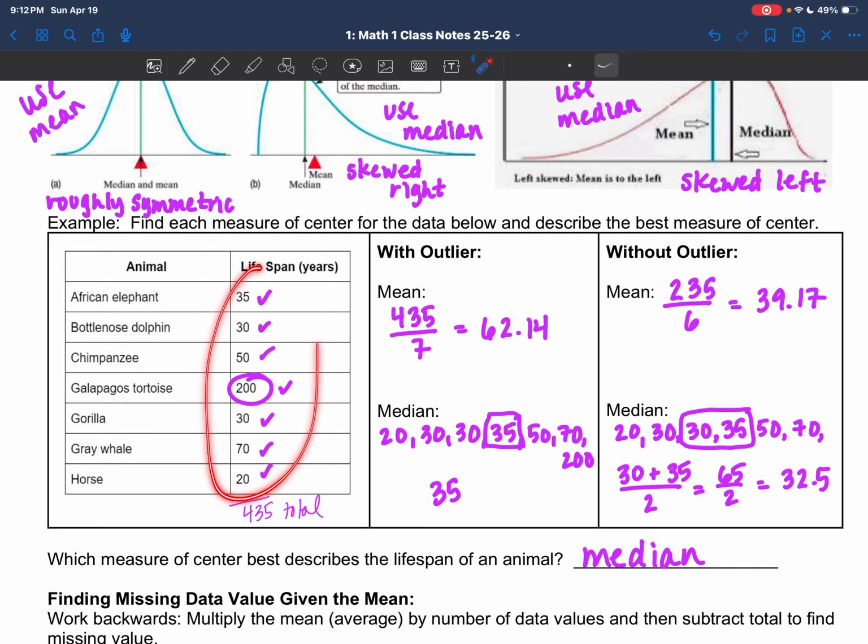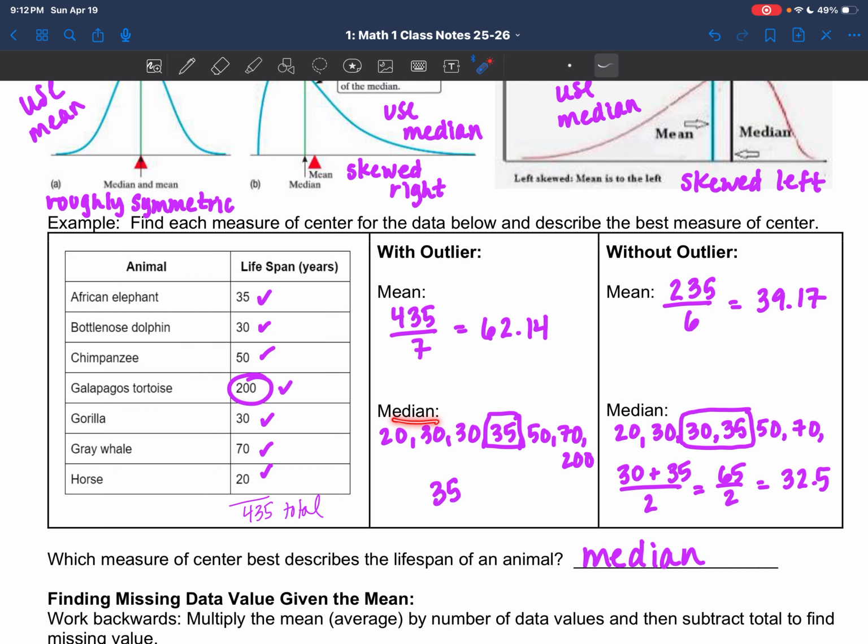So first let's find the average. What we're going to do is add all those together. I got 435, and I've got 1, 2, 3, 4, 5, 6, 7 values. So I did 435 divided by 7, which is 62.14. And that is with the outlier.